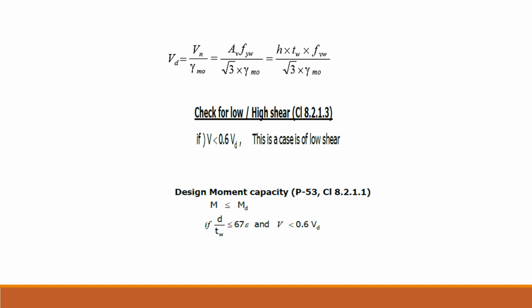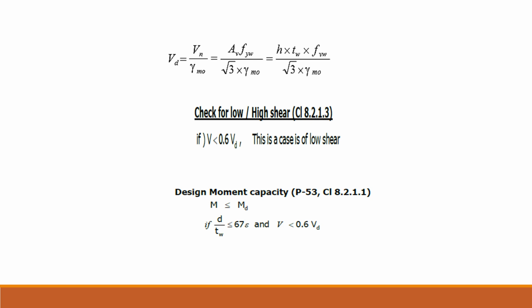Where Vn is equal to Av fy by root 3 into gamma m0, where Av is the area of the web, equal to height into thickness, that is h into tw. Then check for low shear or high shear. If V is less than 0.6 Vd, this is low shear; if V is greater than 0.6 Vd, it is high shear. Then calculate the design moment capacity. The formula is taken from the IS 800 2007 code book, page number 57, clause 8.2.1.2. That is, M is less than or equal to Md.